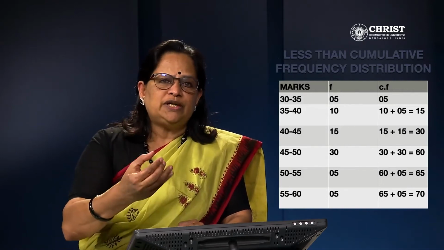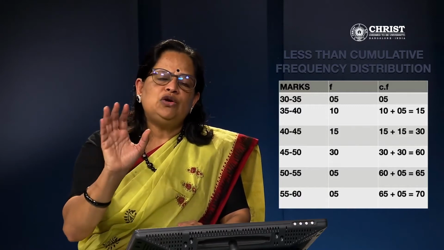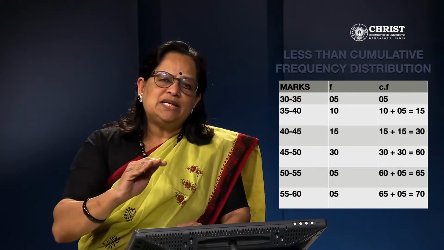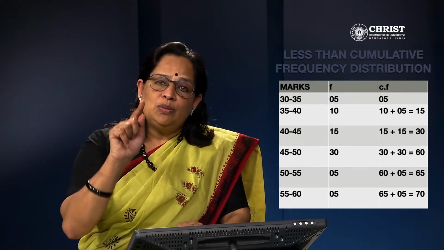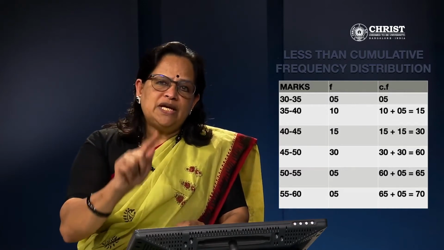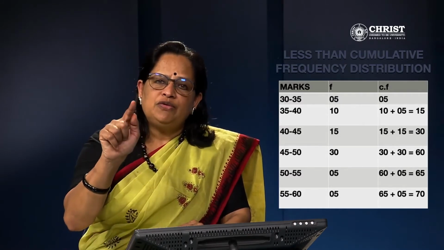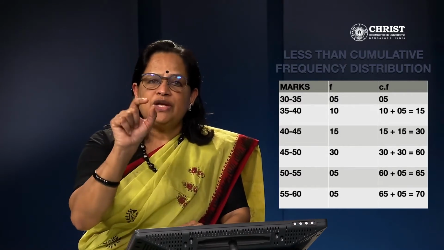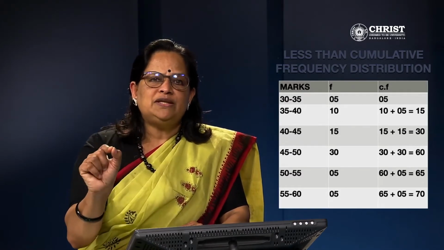So 30 to 35. The frequency is 5, meaning the cumulative frequency value will also be 5. Next class is 35 to 40. The frequency value is 10, so the cumulative frequency value will be 10 plus 5. It's 15. 40 to 45: 15 plus the corresponding frequency for that class, that is 15. So 15 plus 15, we are getting 30.